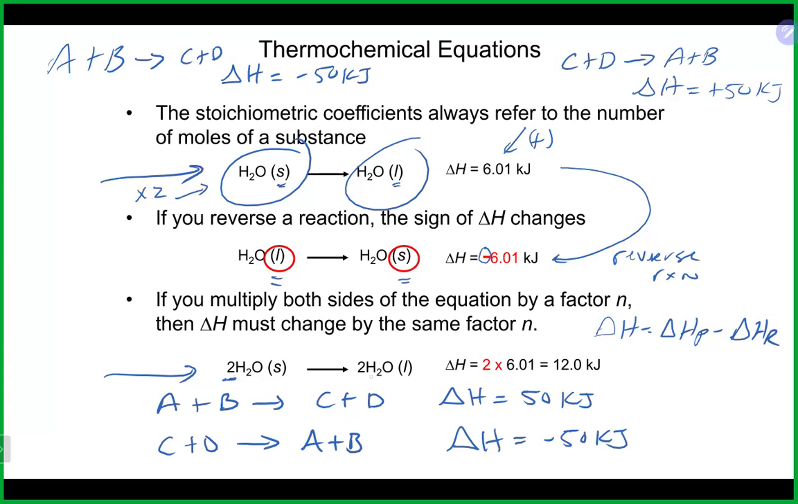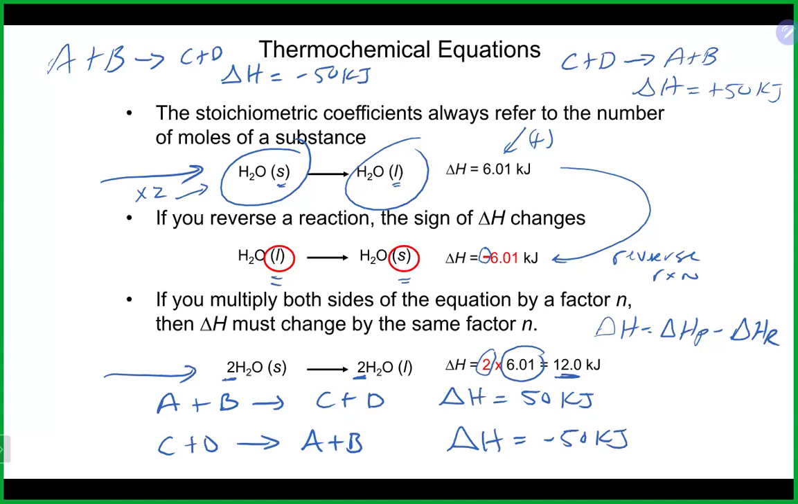That gave me 2 waters on both sides. When you do that, if you have an equation where you have to multiply everybody by a common number, what happens to the delta H value is you multiply by the common number. So this reaction, where there's 2 moles of ice versus 1 mole of ice in the first one, the delta H will be 2 times the original value. So 2 times 6 gives us 12 for the 2.